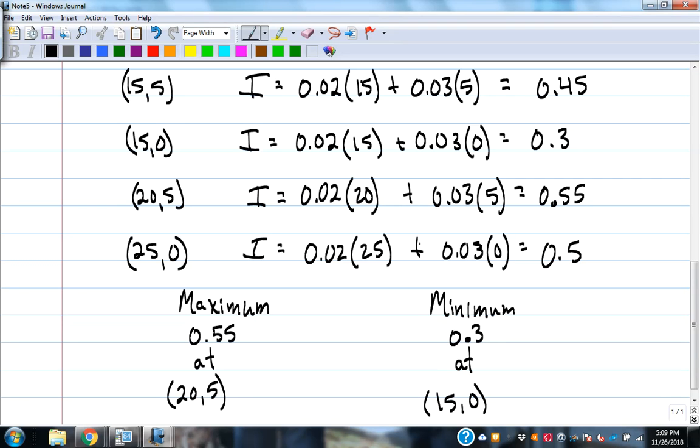Minimum is the lowest value for your objective equation. Maximum is the highest value for your objective equation. So that's what I'm going to ask you for this stuff. On the test and the Canvas quiz, I'm going to give you that. You're not going to have to find it on your own.